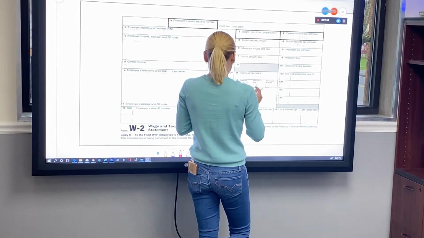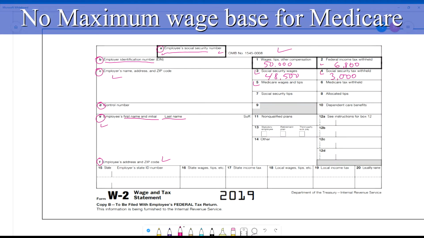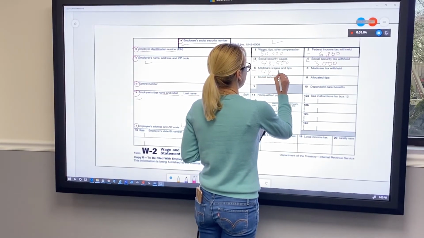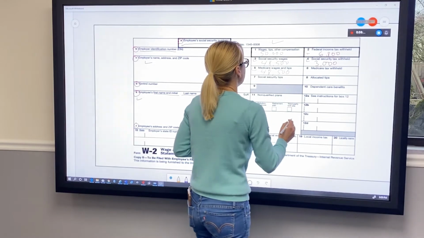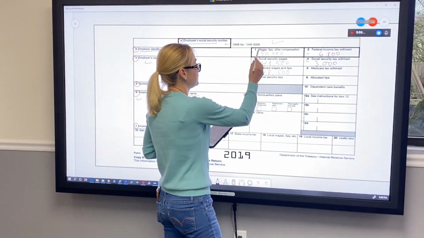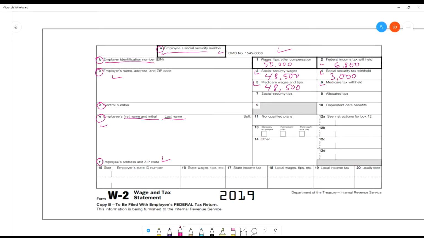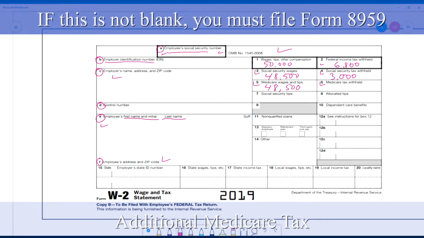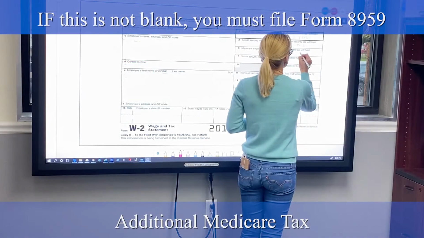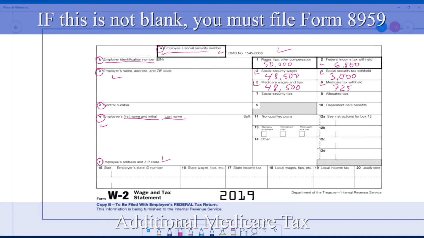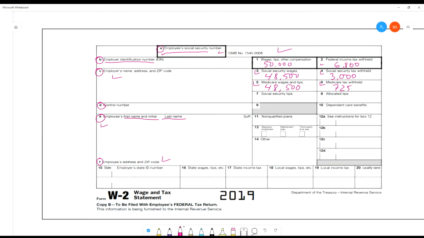Box number 5 indicates wages subject to Medicare taxes. So let's put it at the same amount as Social Security wages, $48,500. Could be different than box 1 and 3. Box number 6 shows your amount of Medicare taxes withheld for the year. Like Social Security taxes, Medicare taxes are figured based on flat rates.